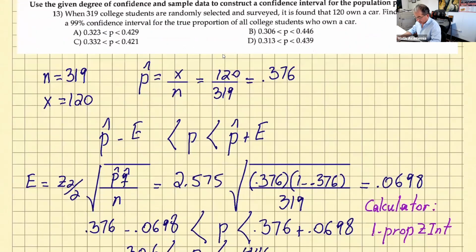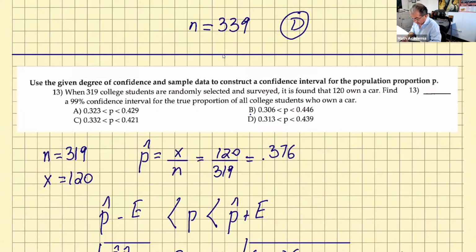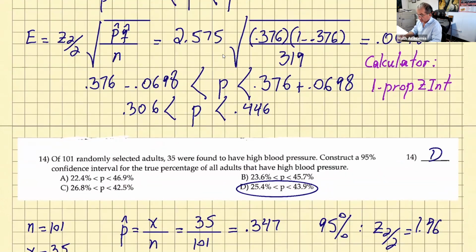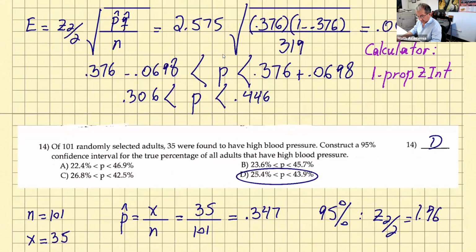So the answer is 0.306 to 0.446, and B is the answer. If you want to use your calculator, you go to stat, test, and it's 1-PropZInt, and it's pretty straightforward.